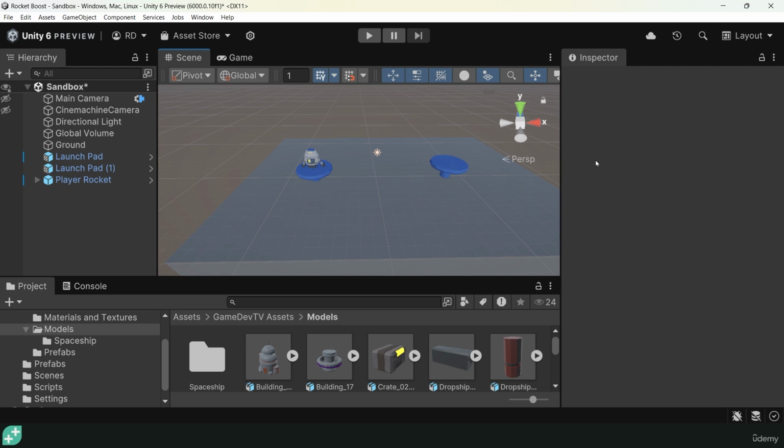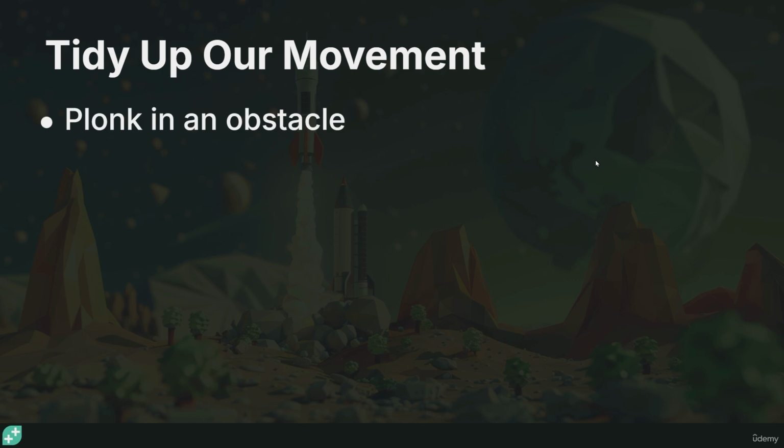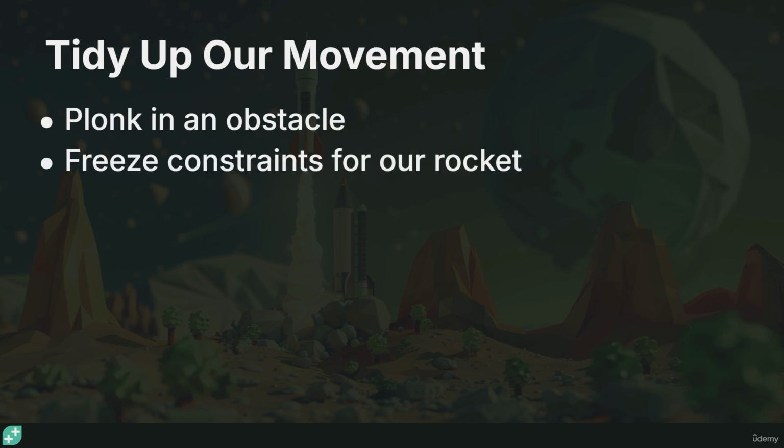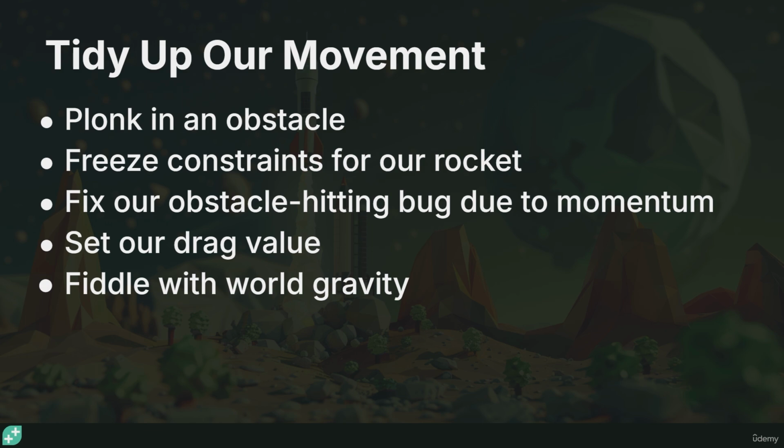What do we do next? Okay, I've got a list here. Let's have a look at the list. We're going to tidy up our movement and do a few things in general. First of all, we're going to plonk in an obstacle, so we've got something to avoid. We're going to freeze the constraints on our rocket. We're going to fix our obstacle hitting bug due to momentum that you haven't seen yet, but I've seen from my prototyping, and we'll fix that to make sure it's not a problem. We're going to set our drag value. Drag's a cool thing. We'll talk about drag, and then we'll fiddle with our world gravity a little bit.